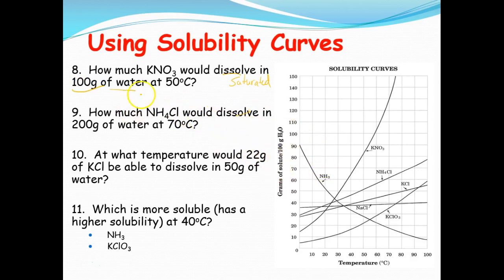Okay, so let's take a look at this one. Since it's 100 grams of water, and this chart only does 100 grams of water, you go to 50 degrees Celsius. We're going to find 50 degrees Celsius, and then find your substance, which is KNO3. You come up here and hit the line, and we are at approximately 81 grams. So approximately 81 grams of solute will dissolve.